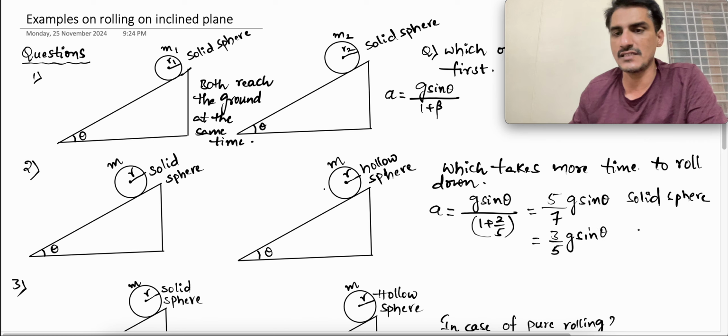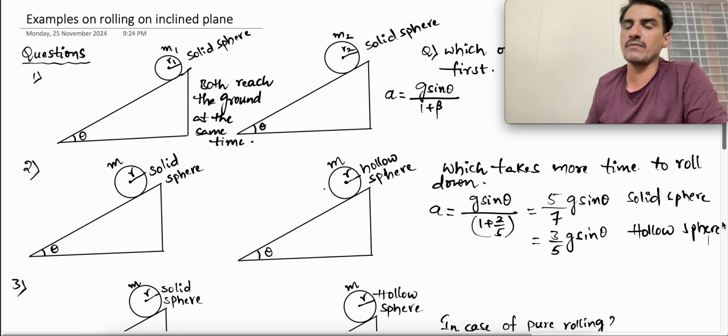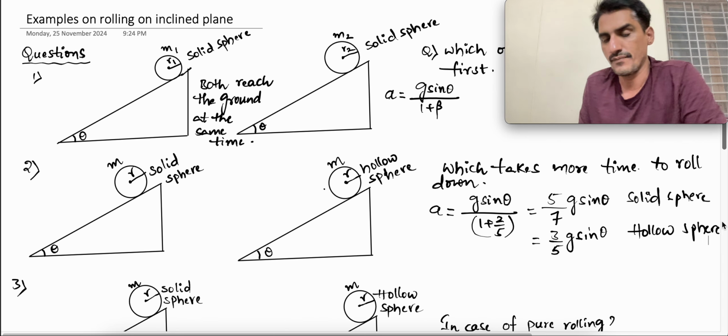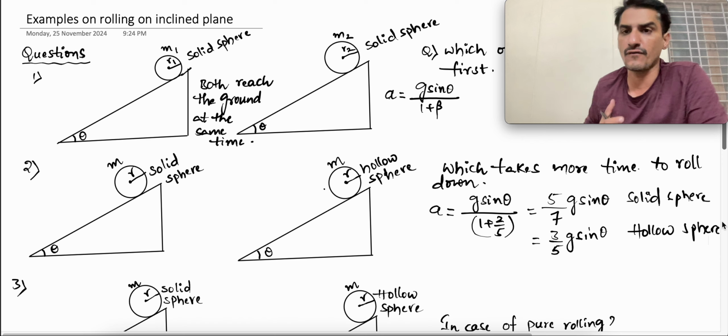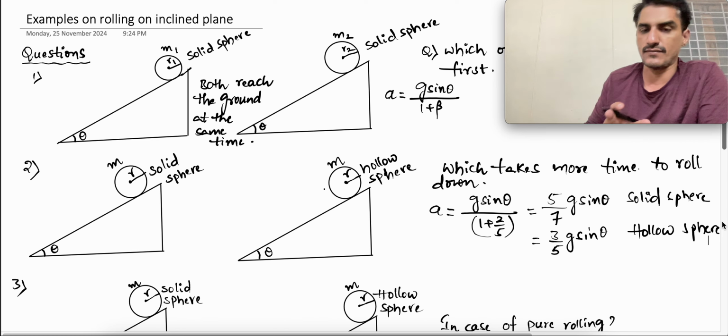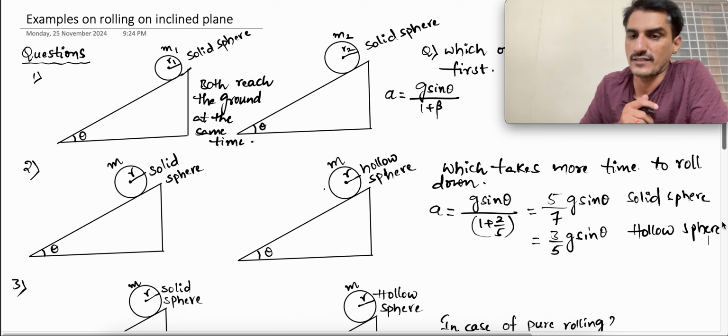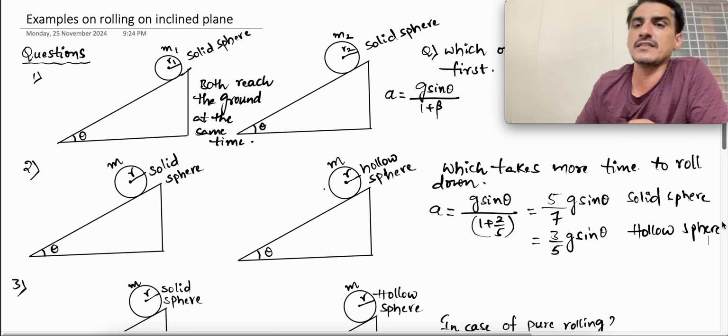Then which acceleration is greater? You can easily say by using this. 5 by 7 is approximately 0.7, since 7 sevens are 49, so 0.49 approximately 5. So 0.7 for the solid sphere, but for the hollow sphere it is 0.6 only. Means for the hollow sphere the acceleration is lesser.